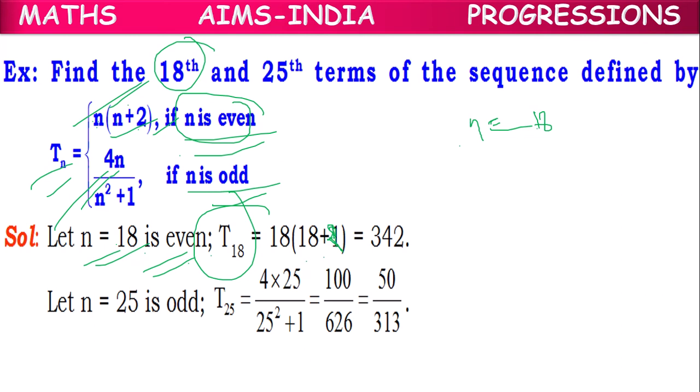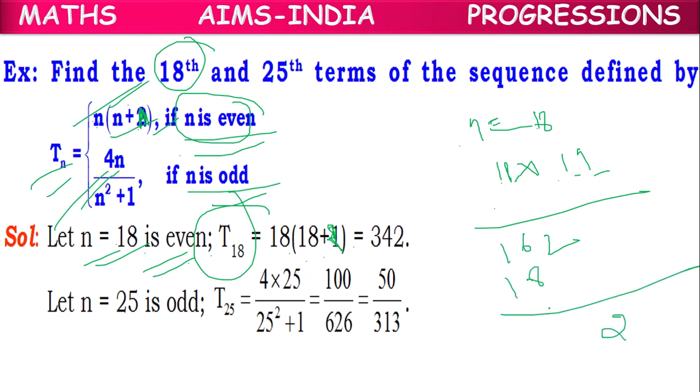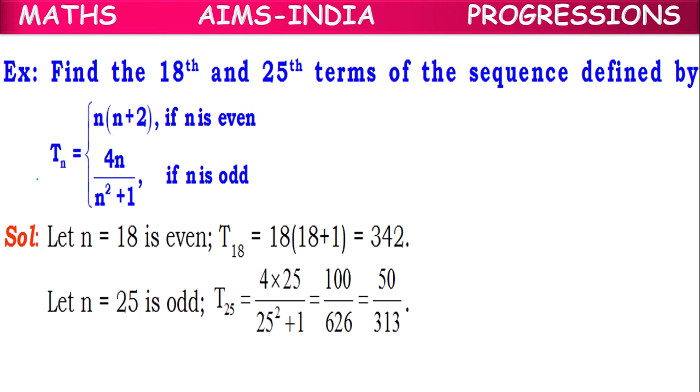Children, I think it is not 2, it is 1. So 18 into 18 plus 1, which is 18 into 19. 9 eights are 72, 7 remaining. 9 plus 7 is 16. 1 eight is 8, plus 1 is 9... so the answer will be 342. Please note down and change it to 1, children.